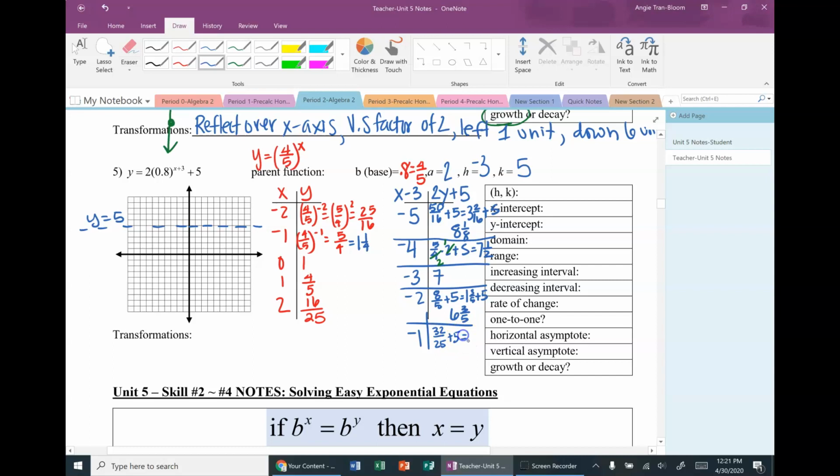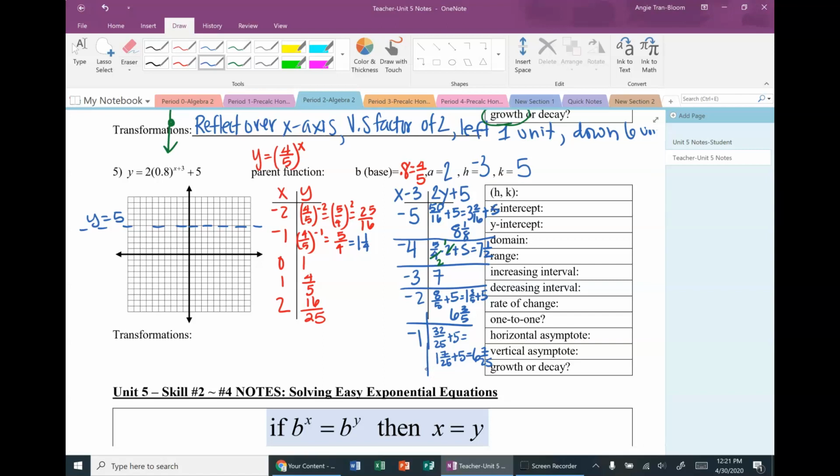32/25 plus 2. 32/25, think of it as 1, right? And then 32 has 7 remaining. So that's 1 7/25 plus 5. So that's going to give us 6 7/25. So those are all of your inputs and outputs. All right, let's plot.